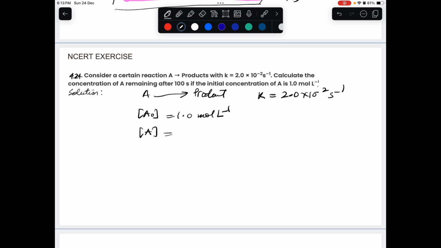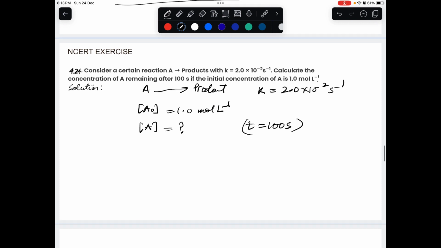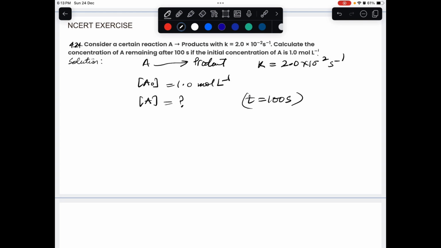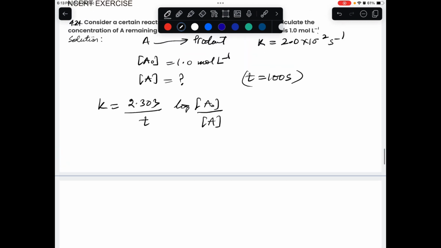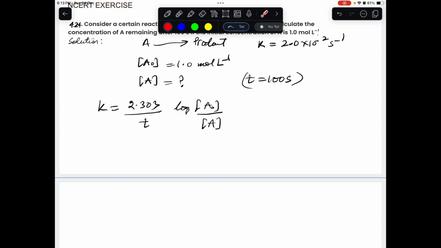Concentration of A remaining after time is equal to 100 second. Okay, so since it is from the equation, this will follow first order kinetics. So we write K is equal to 2.303 divided by T log of A naught divided by A, initial concentration divided by concentration at a given time. We will simplify this: the terms with the log term we will keep on one side and other parameters on the other side.